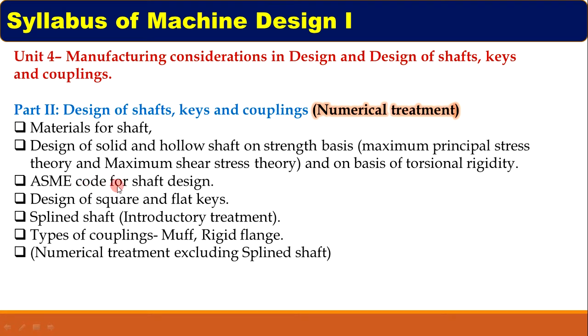Then the next part is ASME code for shaft design. ASME stands for American Society of Mechanical Engineers. So this is actually the third criteria for the design of shaft. Previous two are strength basis criteria and torsional rigidity basis criteria, and this one is the third one. So this criteria is provided by American Society of Mechanical Engineers. Some changes are suggested by this ASME while designing the shaft, which consider some of the practical aspects to be considered while designing the shaft. For example, in the strength basis and torsional rigidity basis criteria for shaft design, the shock or impact load is not considered, but ASME has suggested and given the guideline how you can implement this shock load and impact load while designing the shaft so that your shaft will not fail.